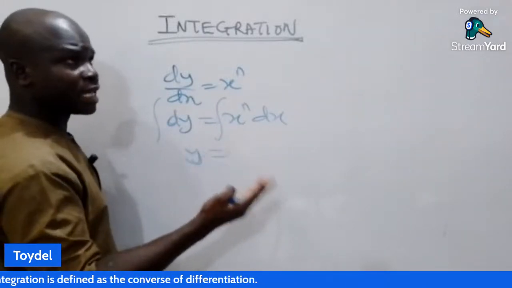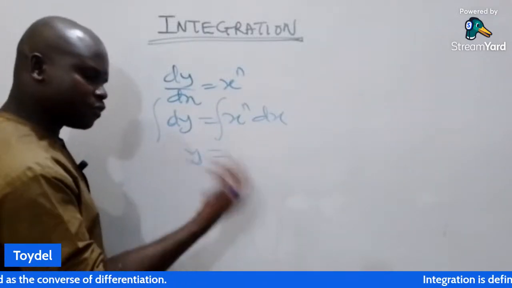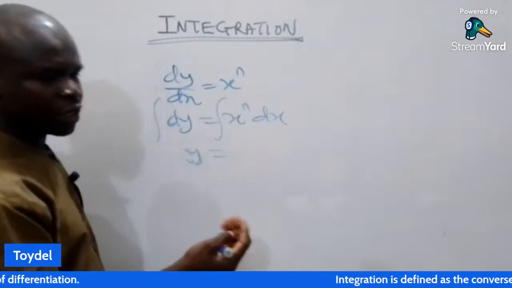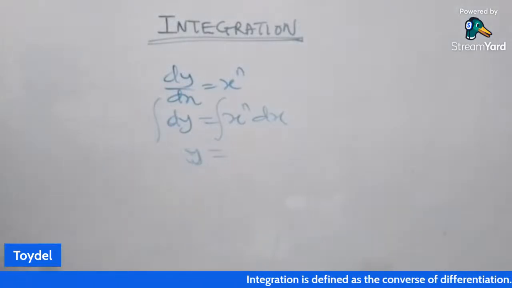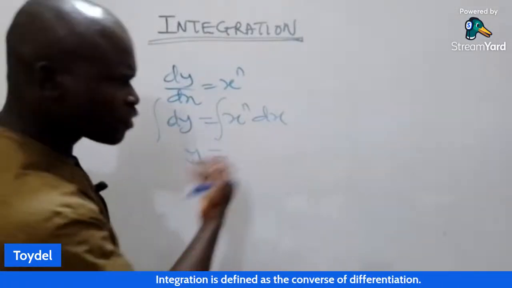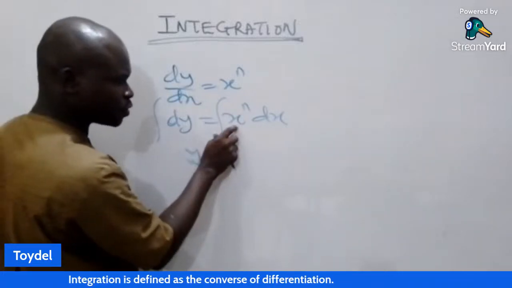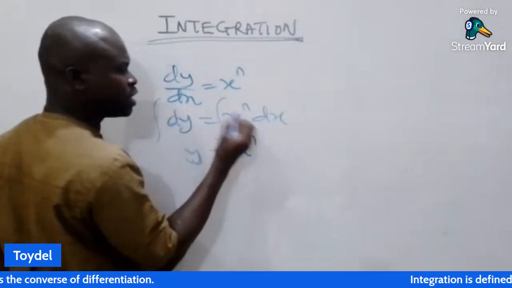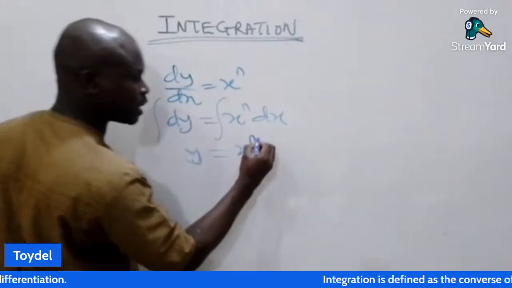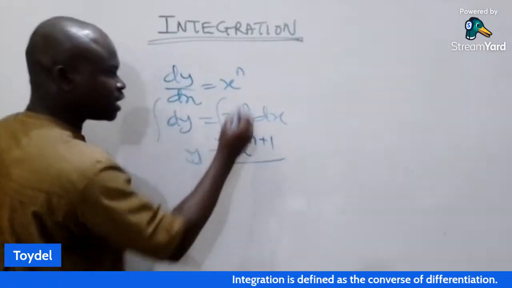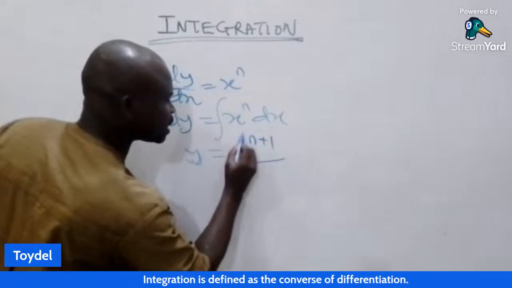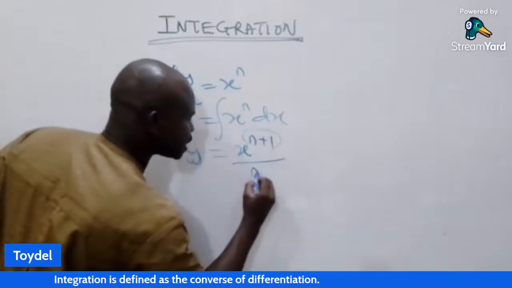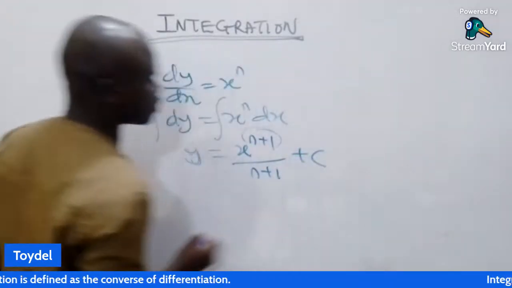I have about 12 videos on differentiation. We have polynomial functions, exponential functions, logarithmic functions, trigonometric functions. We have so many functions, but this is a polynomial function. How do I integrate this? Normally when you want to integrate a polynomial function, we add 1 to the power, then divide by everything that we have as the new power, that's n plus 1, plus an arbitrary constant.